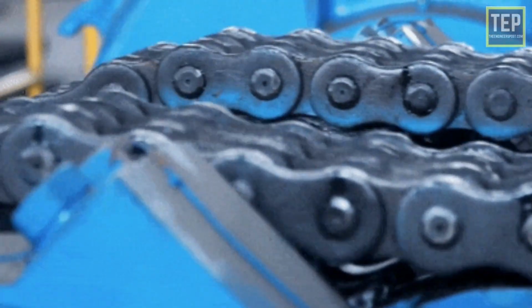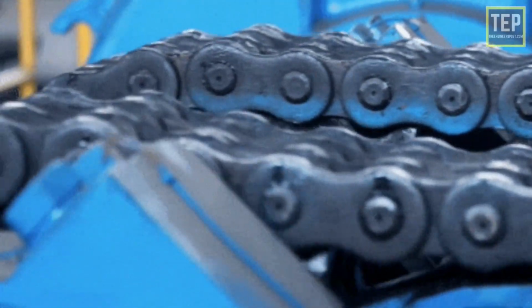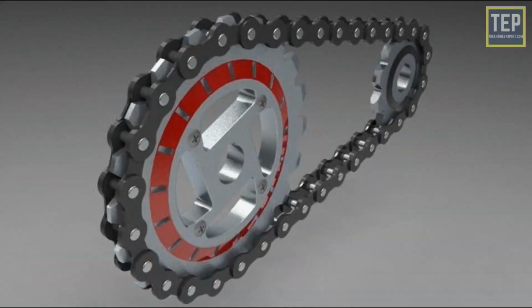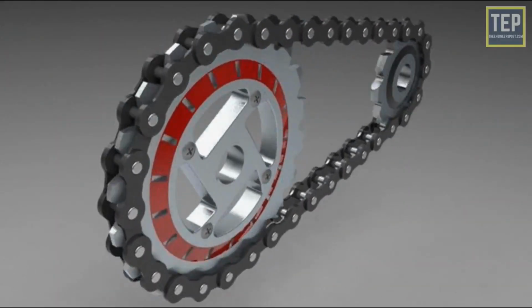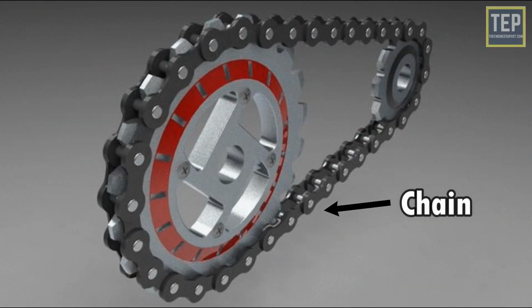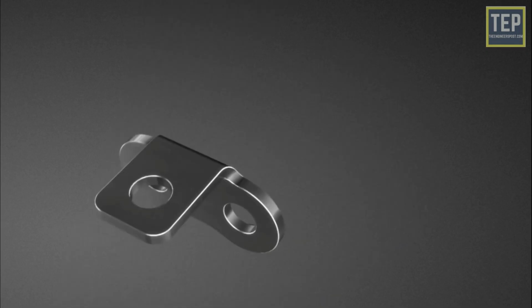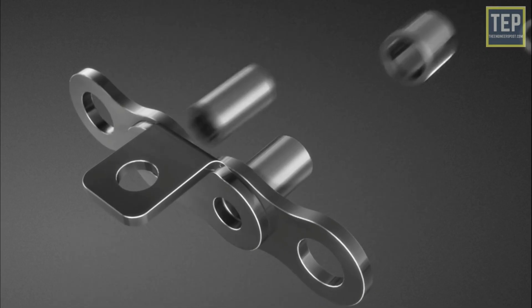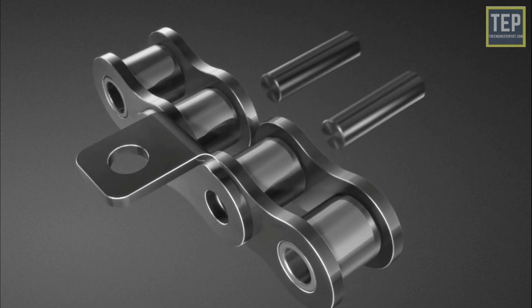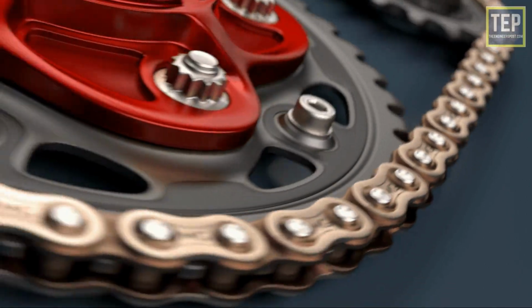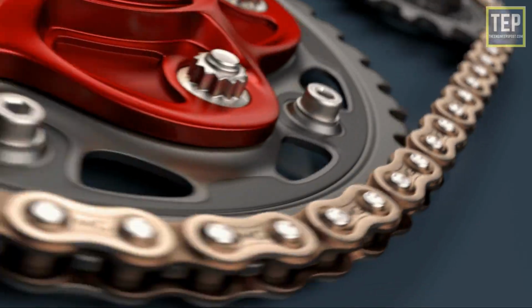A chain drive is a mechanically operating system where we use different types of chains to transmit the power between sprockets. A chain drive consists of a chain and two wheels, called sprockets. A chain can be defined as a series of links connected by pin joints. The sprockets are toothed wheels over which an endless chain is fitted.